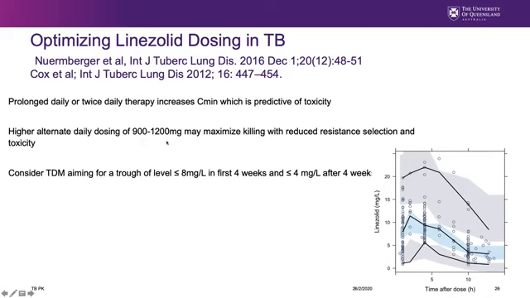So what we do then is we maximise our area under the curve over MIC, but because a lot of its toxicity is cumulative dosing, by trying to keep the trough level lower, we can avoid some of the mitochondrial toxicity that we see with Linezolid. And these are some of the trough levels that come up in quite a number of papers. In the first 4 weeks, maybe aiming for a trough level of less than 8, and after that, a trough level of less than 4.